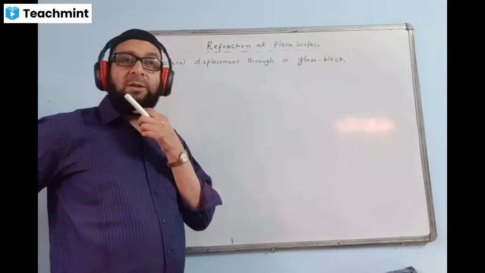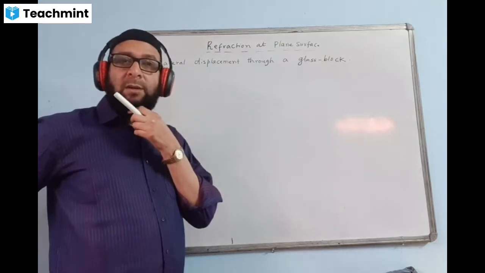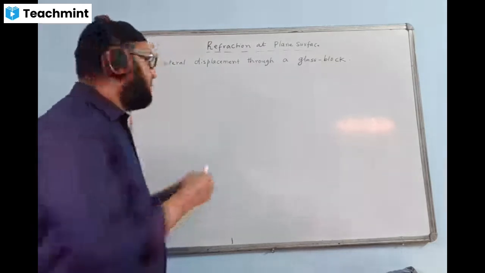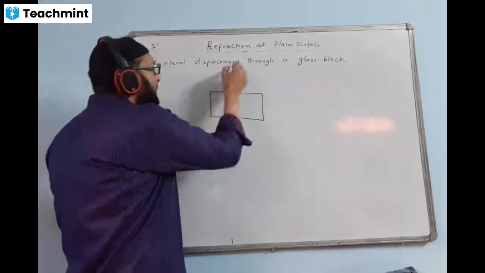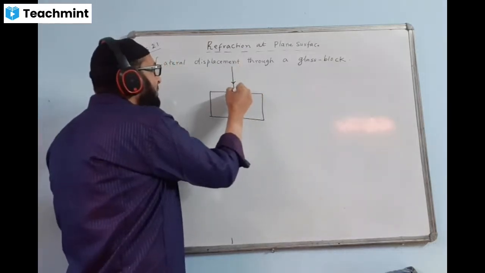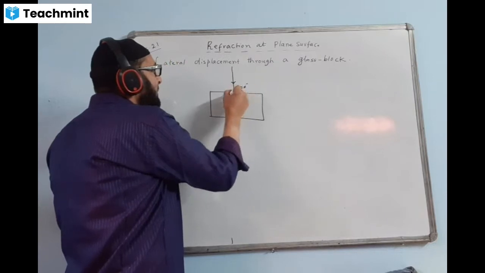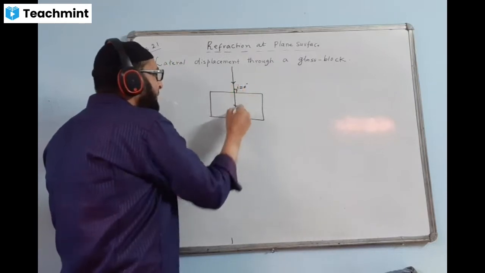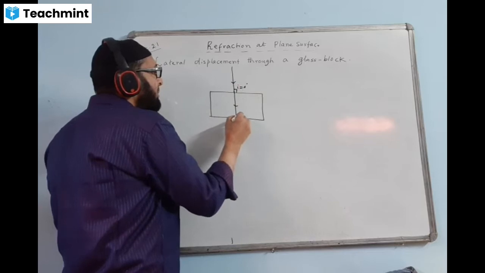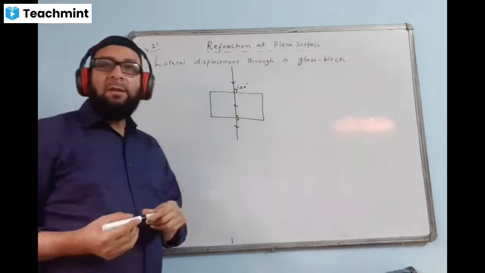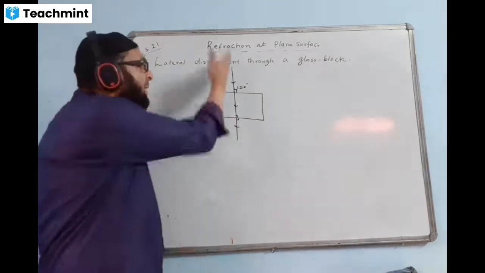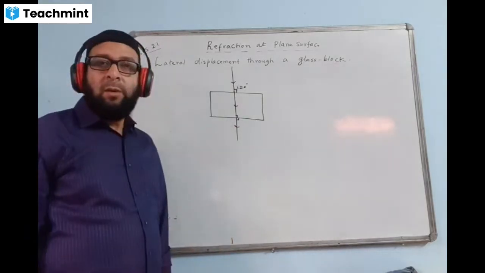When I is 0, yes. When I is 0, the lateral displacement will be minimum. So the diagram will be like this. This is a glass block, and the ray of light is coming like this. The I value is how much here? 0 degree. Then the ray will go straight without refracting here. So there is no lateral displacement. Lateral displacement is also 0. R is also 0, E is also 0. Everything is 0 here. The ray will pass undeviated through the glass block.